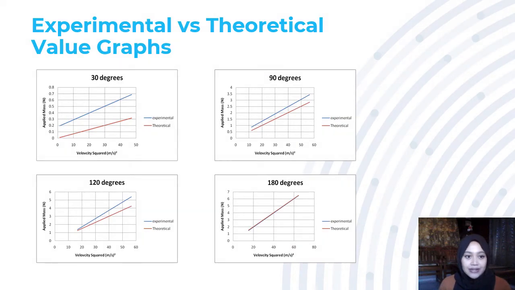This one right here is the experiment versus theory value graph, and as you can see at 30 degrees, the difference is quite high, and as the angle gets higher, the difference between experimental and theoretical value gets smaller, and at 180 degrees, we can see the lines are almost perfectly aligned with each other.